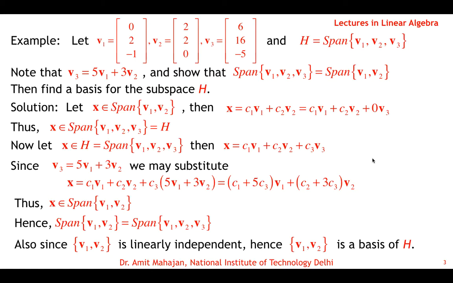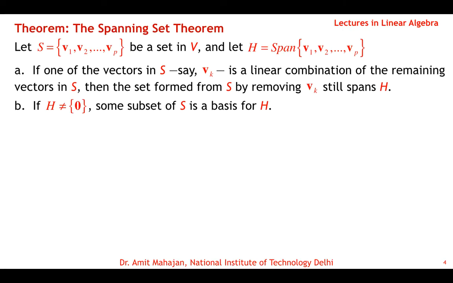Now this example I have taken is to show you that if you have any linearly dependent set which spans the space, you can remove the dependent vectors and the remaining independent vectors will still span the space and will become a basis. Okay, so we have a theorem which proves this result and we call it as a spanning set theorem, and this says that if you have a set S which contains v1 v2 so on vp, p vectors, and this set is in a vector space V, and let H be the span of vectors v1 v2 vp.